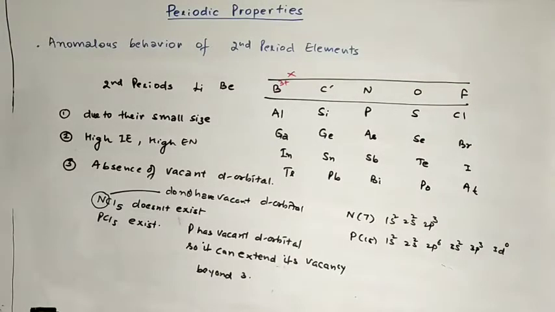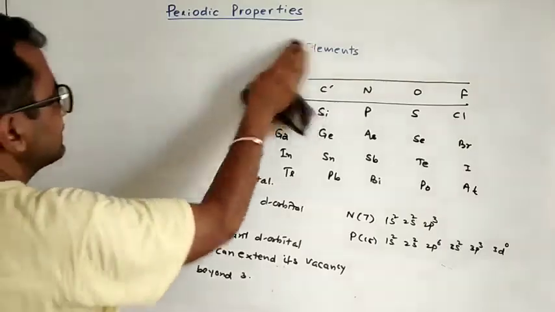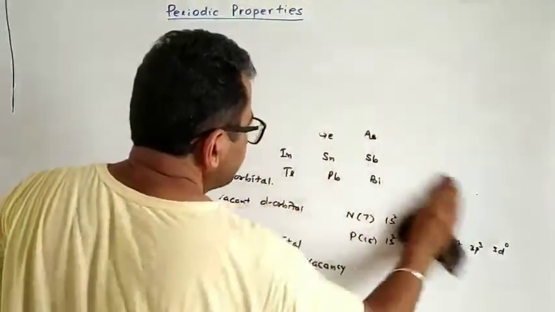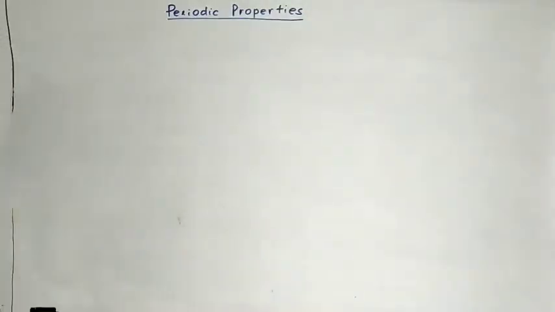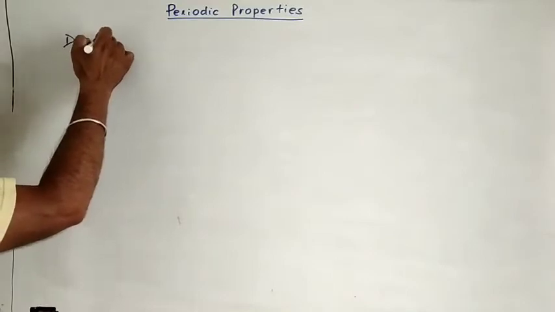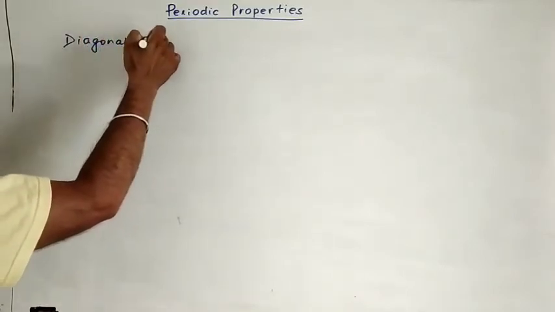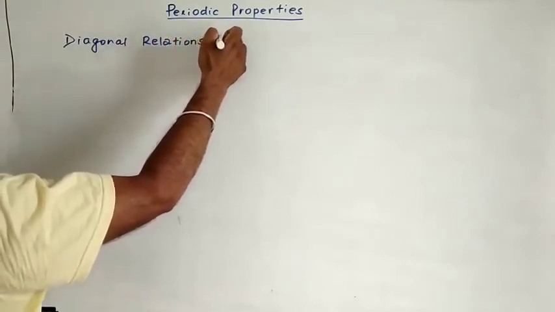That's why, because of small size, ionization energy is high, so it does not exist. So this is about the anomalous behavior of second period elements. The next topic is diagonal relationship. So you have to concentrate on the points why the elements of the second period show different behavior than the rest of the elements present in their respective group. Okay. Diagonal relationship.